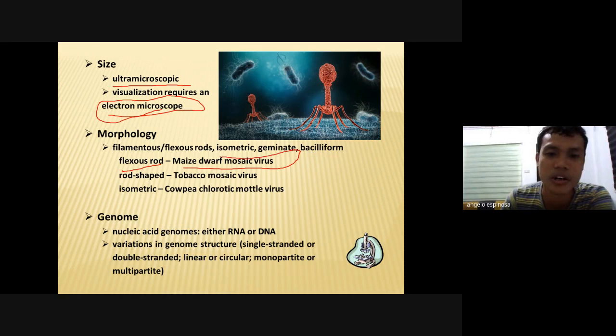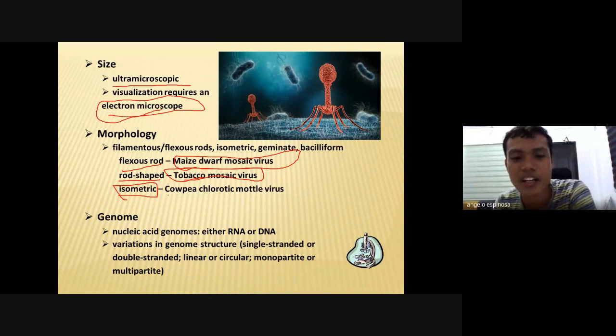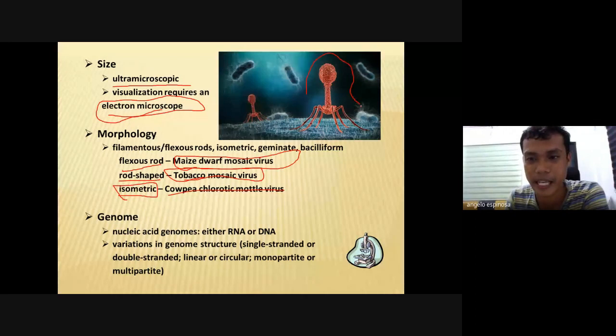As you can see, that is the symptom. Maize dwarf mosaic virus. And then rod shape, tobacco mosaic virus, and isometric, which is popular, cowpea chlorotic mottle virus. In those pictures, which one is the isometric? This is the isometric, just an example of an isometric virus.